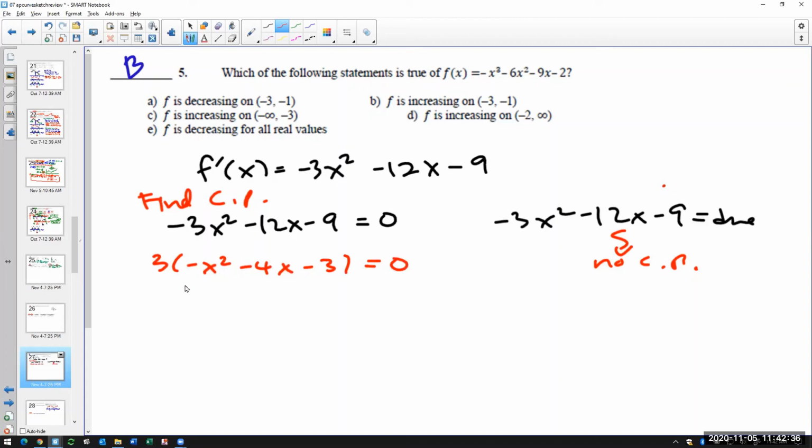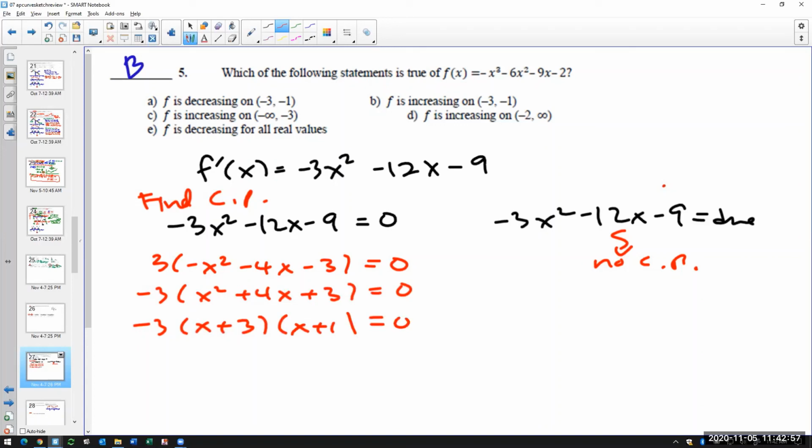When you pull out a 3, you end up with negative x squared minus 4x minus 3. Then I would pull out a negative. I would do it in 2 steps, okay? Then I would pull out a negative 1, basically, okay? When you pull out the negative 1, then all of your signs change, okay? And that's very helpful because now it's a lot easier to factor, okay? And what you get is something times something times something equals 0.